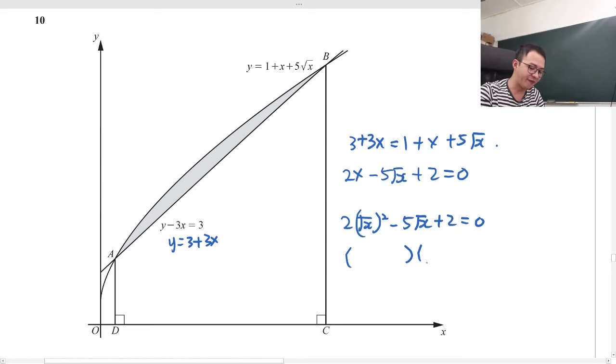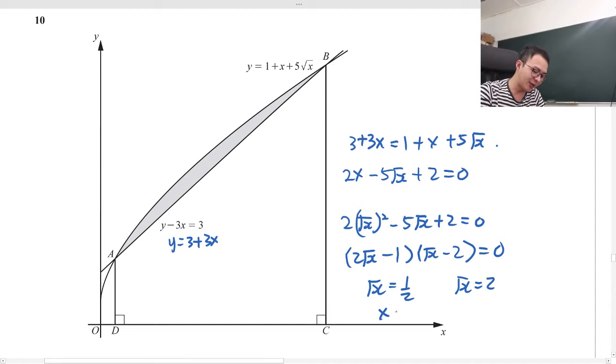Then I will factorize it. So this is 2 square root x, this is square root x, and then this is 2 and 1, minus for both. So square root x equals 1 over 2, and square root x equals 2. Therefore x equals 1 over 4 and x equals 4. But since the question asks about coordinates, we must find the y value as well.